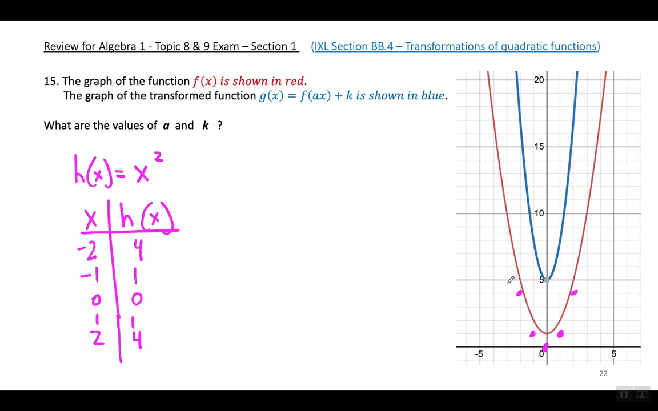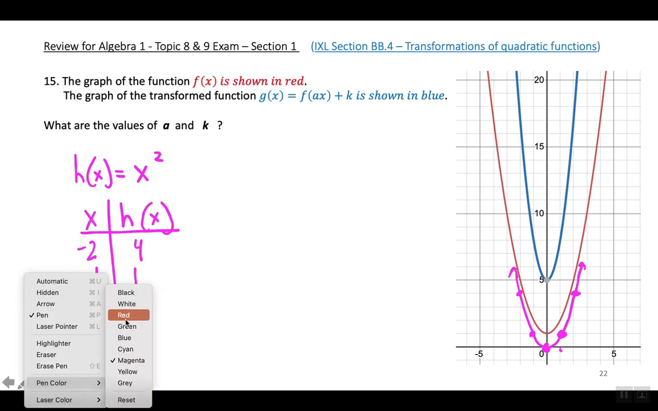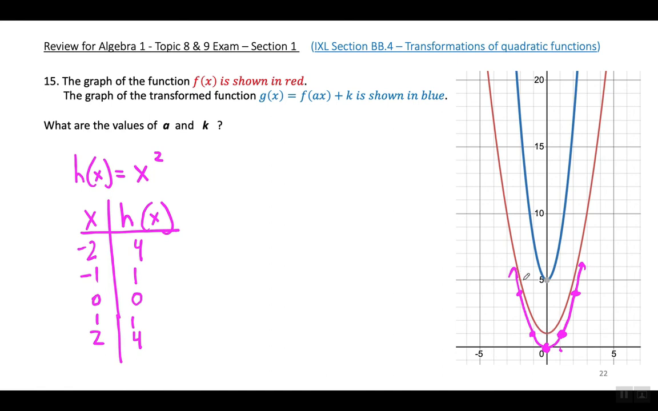First, let's compare h of x, which is the parent function in my example, to the red line f of x. Look at this point right here, 1, 1. If we start at the vertex and go 1 unit to the right and 1 unit up, we have a point. Now look at f of x, the red line. If I start at the vertex as well and go to the right 1 unit and up 1 unit, there's a point as well. Same thing on the left side.